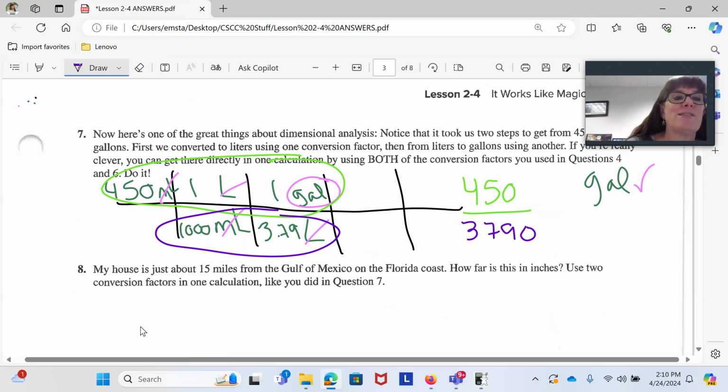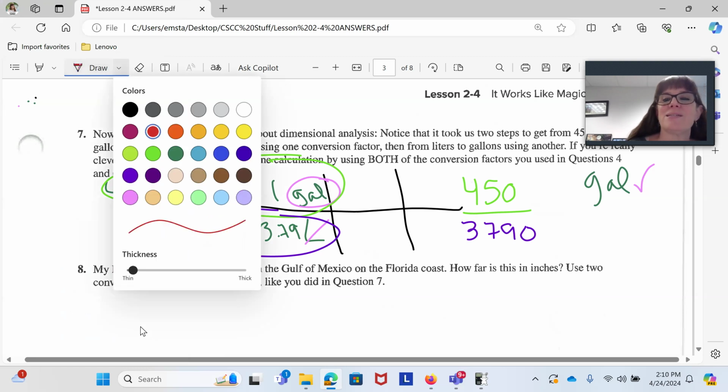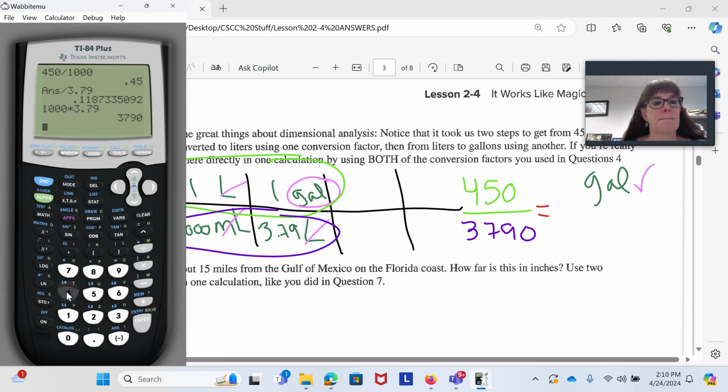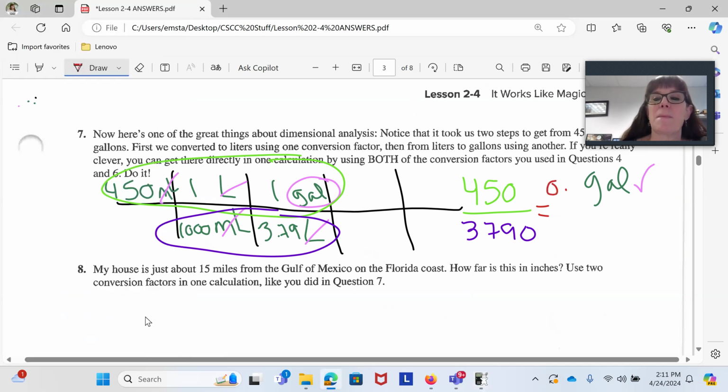And now we're at our very last step. This is the fun step. Take the top divided by the bottom. So take 450 divided by 3,790. And there's the same answer we got. So that's 0.12 gallons again.